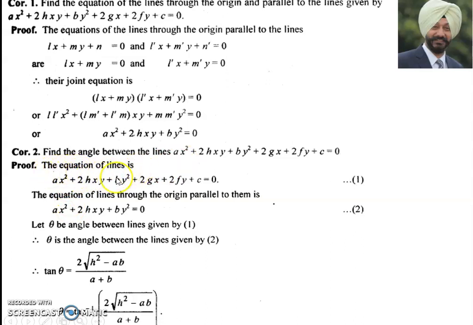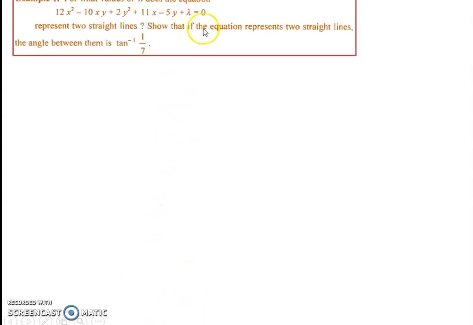Proof: the equation of the lines is this. The equation of the lines through the origin parallel to them we get by putting the constant terms equal to 0, and we get ax square plus 2hxy plus by square equal to 0. Let theta be the angle between the lines given by this equation, and tan theta is equal to 2 into under root h square minus ab over a plus b. Then theta is equal to tan inverse. Students, note it very carefully: theta is equal to tan inverse of 2 into under root h square minus ab over a plus b. Now see the example.